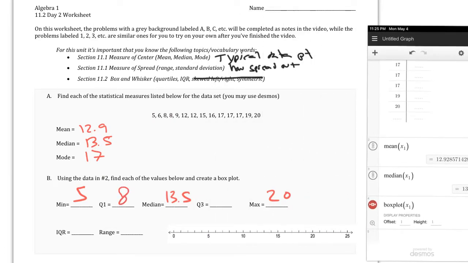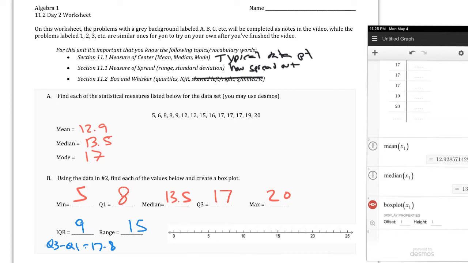Q1 was at 8, and Q3 was at 17. And now I can find the IQR by doing Q3 minus Q1, which is 17 minus 8, so that's 9. My range is max minus min, that's 20 minus 5, 15.